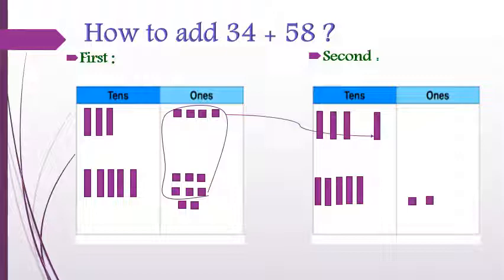And now I can count how many ones and how many tens. Let's count. I have just 2 ones, and let's count the tens. 1, 2, 3, 4, 5, 6, 7, 8, 9. I have 9 tens. Then the number will be 92.